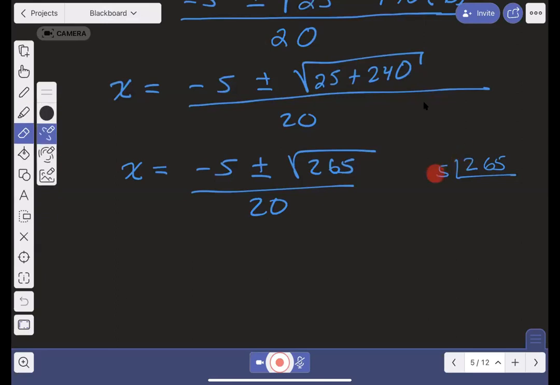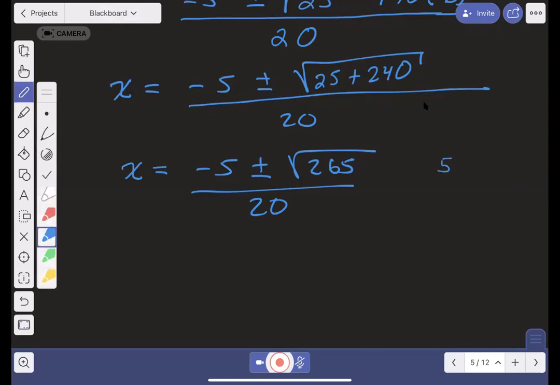I have to erase that. Well, I didn't know because there's no way to get a perfect square out of that guy. All right, so I got my roots. Let me erase this. I'm going to write them down now. Right? I know it's work. It is work. X equals minus 5 over 20 plus or minus the root 265 over 20.